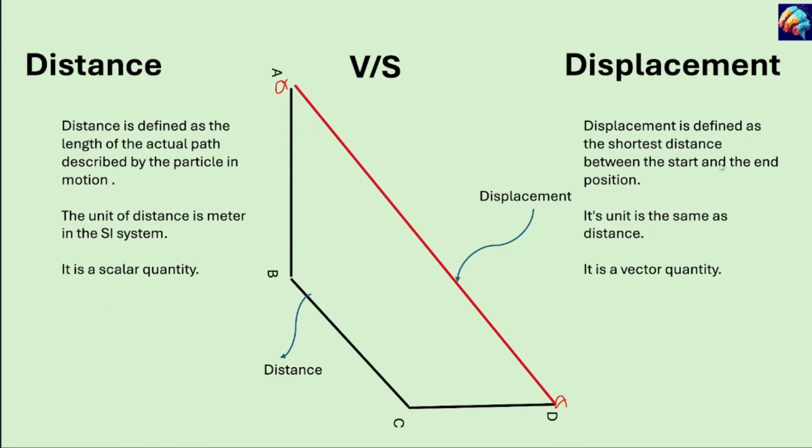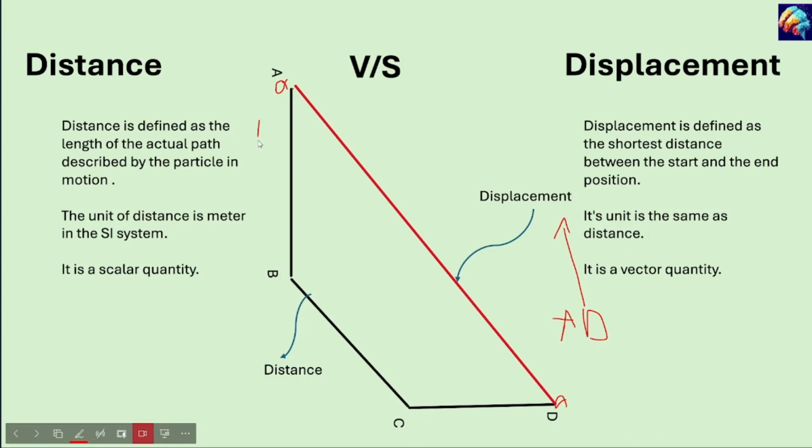Displacement is defined as the shortest distance between the start and the end of the position. The line segment AD is the displacement. This is the shortest distance between A and D.